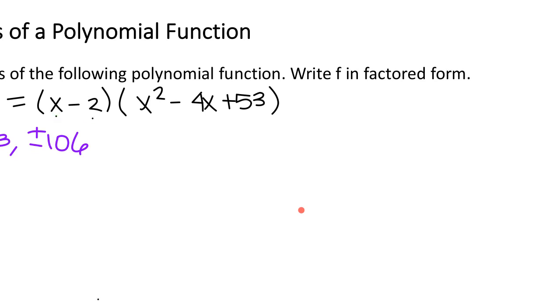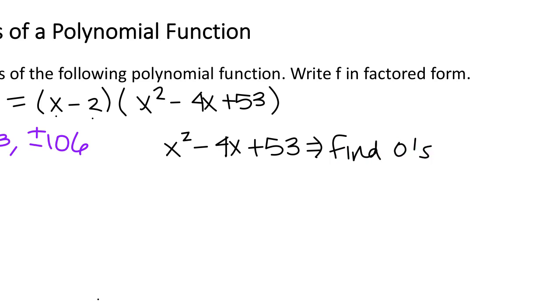Now for our trinomial here, if we can, we'd want to try and factor it using simple factoring strategies. 53, that's not going to be able to be done in that manner. So we will go ahead and use the quadratic formula on our depressed equation of x squared minus 4x plus 53 and find its zeros.